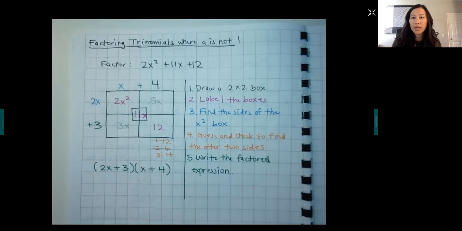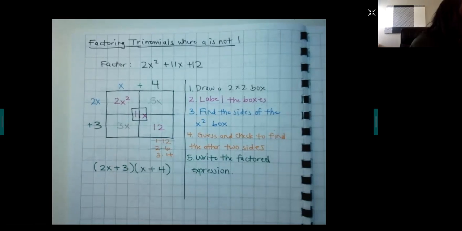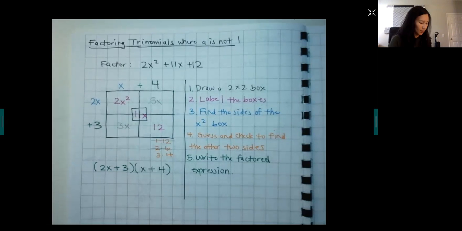Okay, any question on the notes so far? All right, let's go ahead and practice this. So go ahead and open up your workbook and turn to page 81.